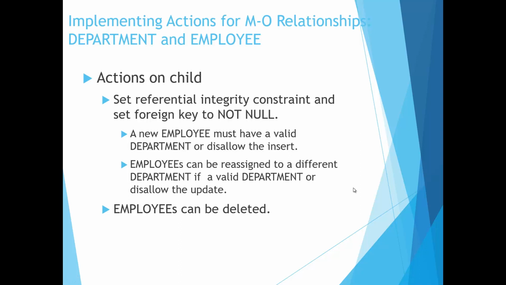While action on the child will be to set the referential integrity constraint and set the foreign key to not null. A new employee must have a valid department or disallow the insert. Employees can be reassigned to a different department if it is a valid department, or disallow the update. Employee can be deleted.